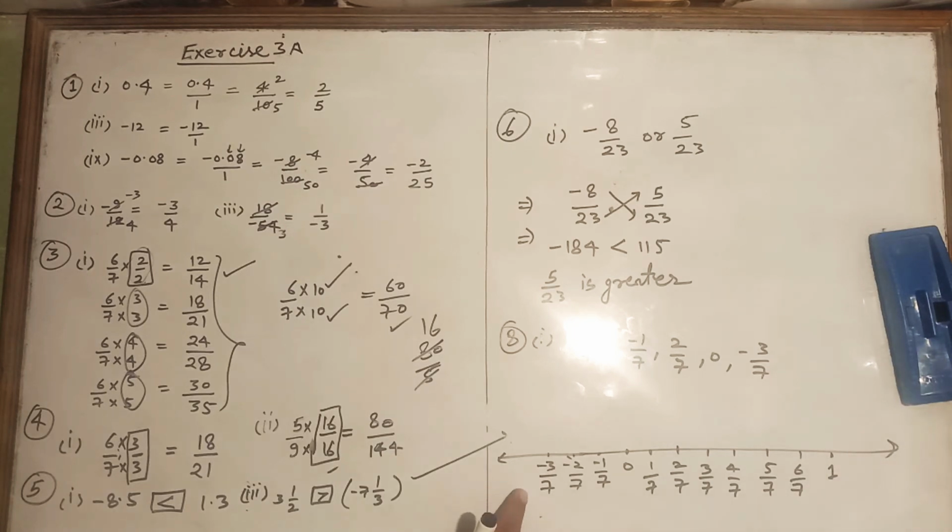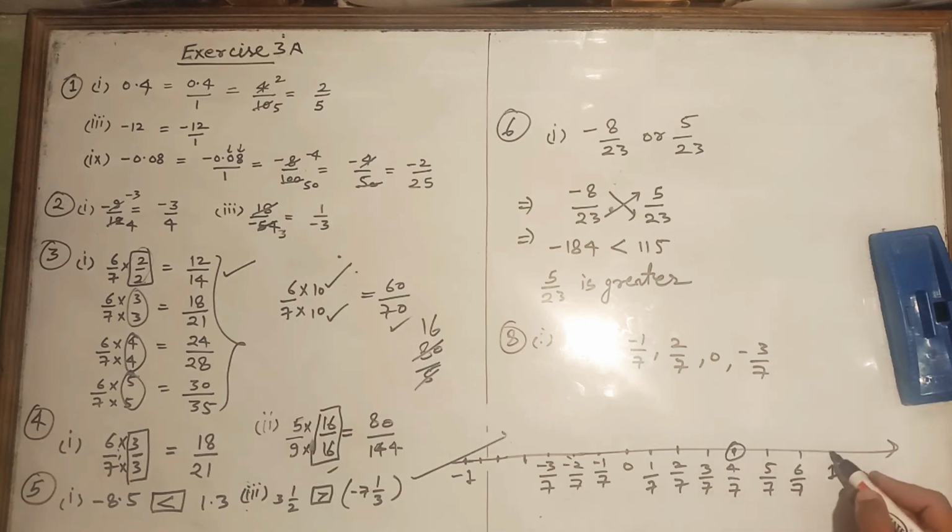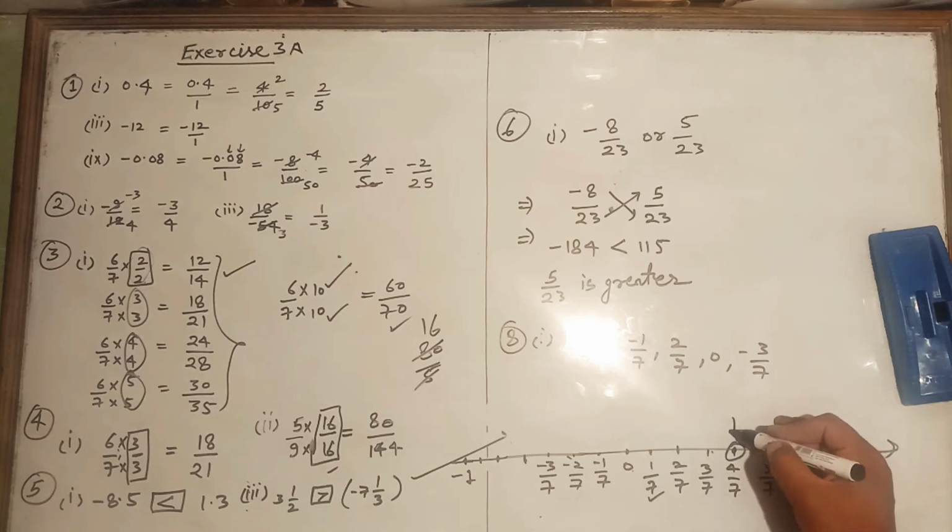Here will be minus 3 upon 7, minus 4 upon 7, minus 5 upon 7, minus 6 upon 7, and here will be minus 1, like this. So what do we need to represent here? 4 upon 7, where will it be? It will come between 0 and 1, and how many divisions will be there? Whatever is in the denominator, that is 7. 1, 2, 3, 4, 5, 6, 7 divisions will be there. So this one is 4 upon 7.